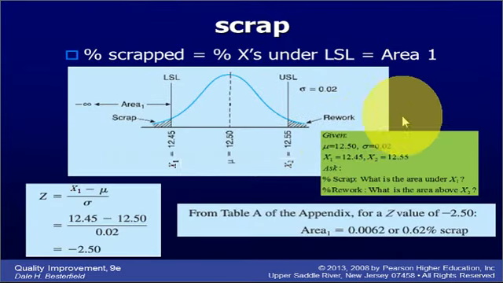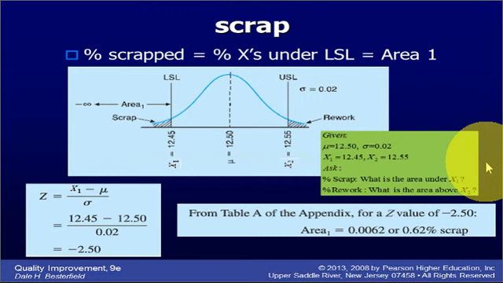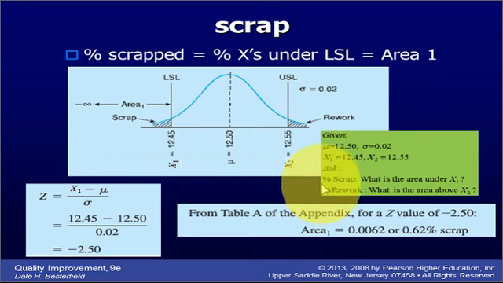Now I can transform this problem into a statement that is familiar to us from chapter 4. Given the mu and the sigma of this distribution, and given x1 equals 12.45, the LSL, and x2 equals 12.55, the USL, it asks for the percentage of scrapped products, which equals the area under x1. And the percentage of reworked products equals the area above x2.